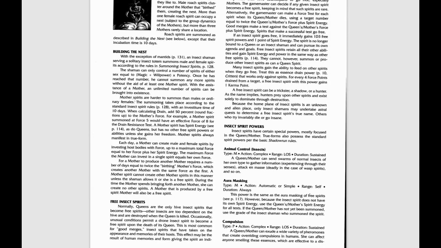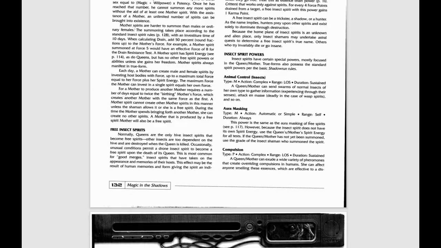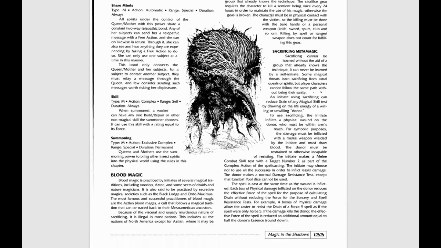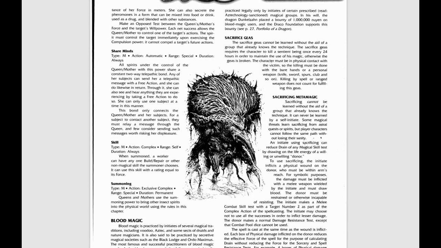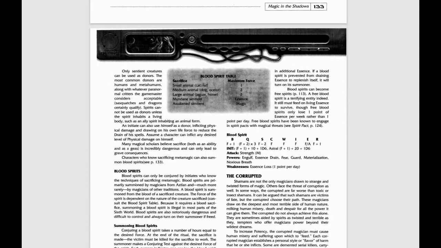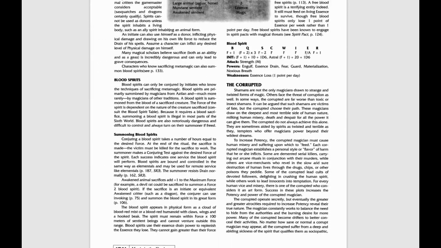And then it goes into free insect spirits as well, which is absolutely frightening to think about, and some of their insect spirit powers and that sort of thing. Blood magic, again from the Aztlan sourcebook. Blood magic goes into a little bit of detail with that as well, and how it works in game, and brings the rules up to date as well. And then it goes into some of the corrupted, which the corrupted are basically just evil magicians essentially.